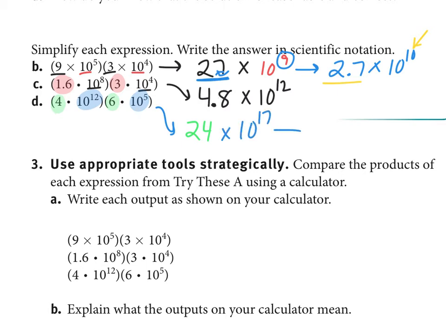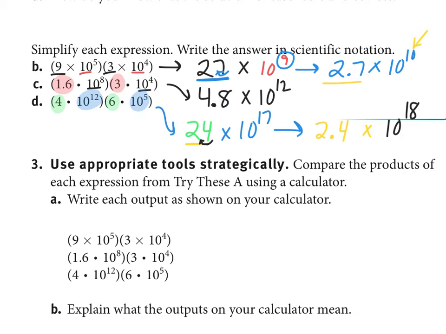Okay, but again, that one's not scientific notation yet because 24 is not between 1 and 10, so we would need to rewrite it as 2.4. Since we needed to change it, the decimal place moved 1 back to go 2.4, we need to add that 1 digit back to the exponent. So this would be 2.4 times 10 to the 18th power.